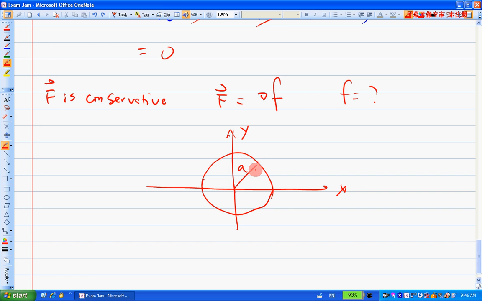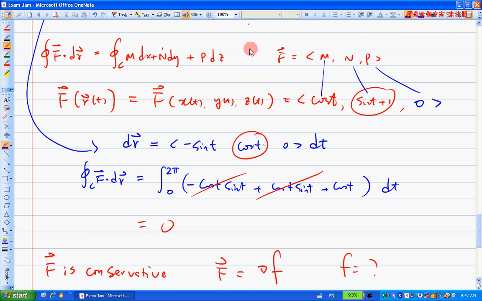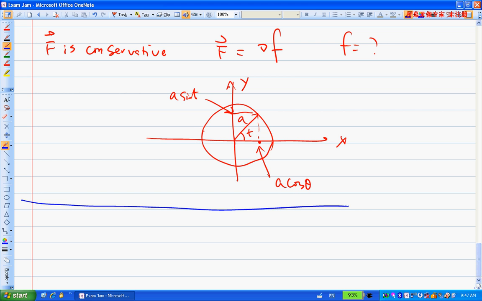That's not the unit circle, this is A here. And this is t. What is the coordinate here? A cos t. What's the coordinate here? So the point here is actually not just Stokes theorem, but I also want you to understand the process of the line integrals, with proper substitution.